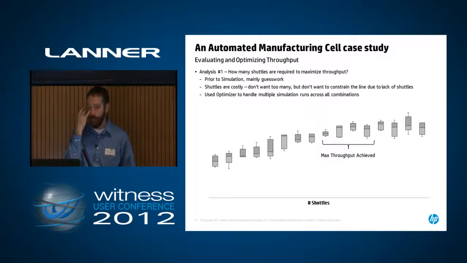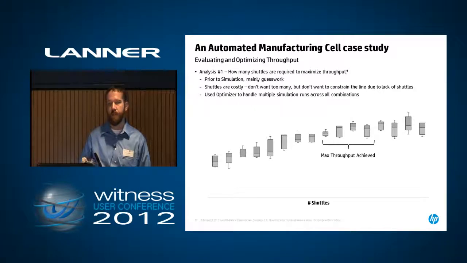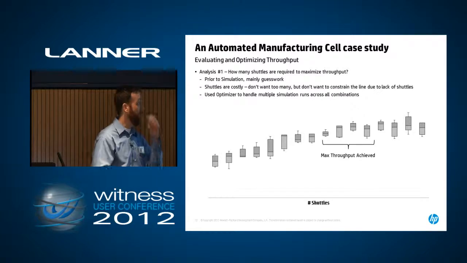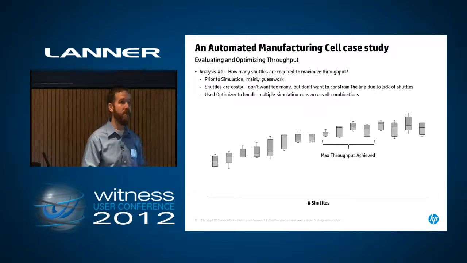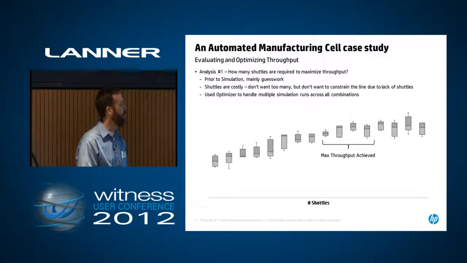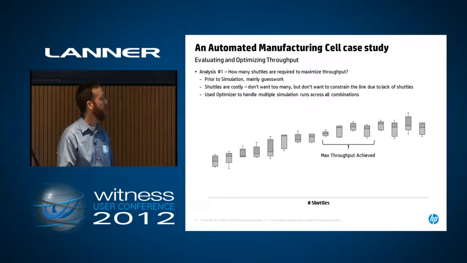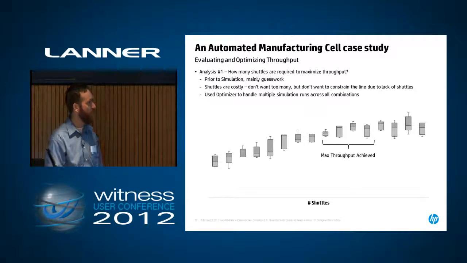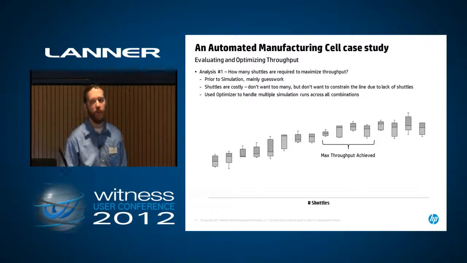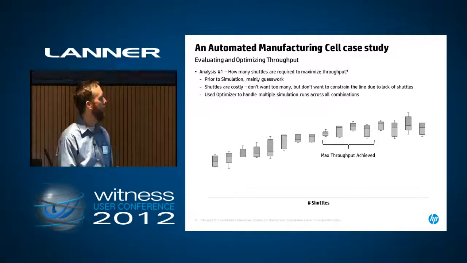So what kind of analyses did we do with this? One of the first things we looked at was how many shuttles we need to maximize throughput. Prior to using a simulation, this would be mostly gut feel guesswork. We wouldn't have a good idea of exactly how many shuttles would be effective. And the main thing is shuttles cost a lot of money. So we don't want too many, but we also don't want to constrain the line because we don't have a place to load the parts.